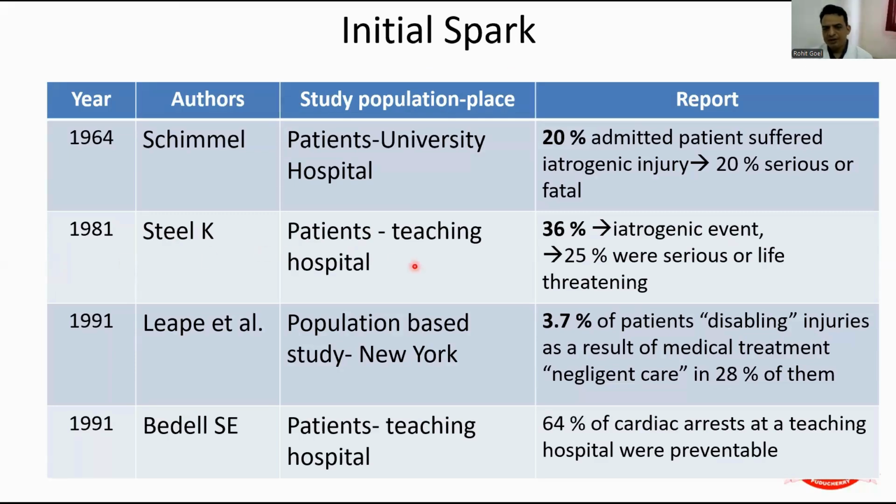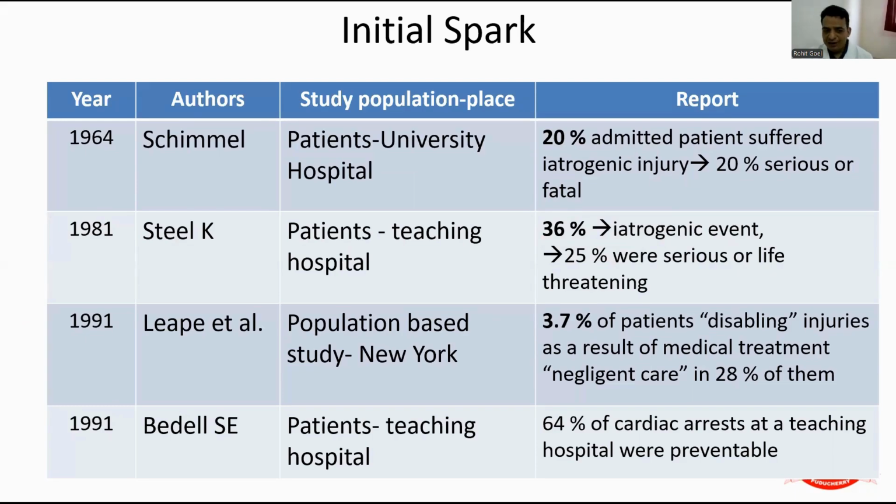Historically, we see that the concern for patient safety began gaining attention as early as the 1960s. In 1964, Schimmel reported that 20% of admitted patients in a university hospital suffered from iatrogenic injuries, and 20% of them sustained serious or fatal injuries. In 1981, similarly, Steele did a study in a teaching hospital where he found that 36% of patients sustained an iatrogenic event and 25% were serious or life-threatening incidents.